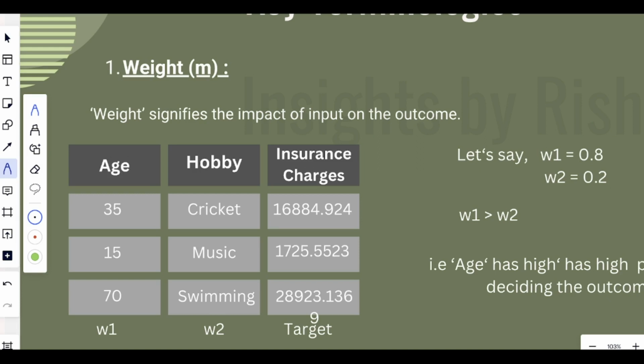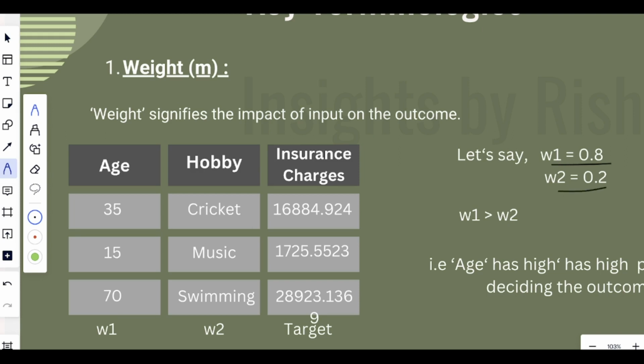Now age is an important factor in determining the insurance charge, but the hobby isn't. You cannot predict the insurance charge depending upon a person's hobby. Now, as humans, we can understand this by observation, but for the machine, we need to represent it in a numerical fashion. Let's say the weight associated with the age column, W1, is 0.8, while the weight associated with the hobby column is 0.2.